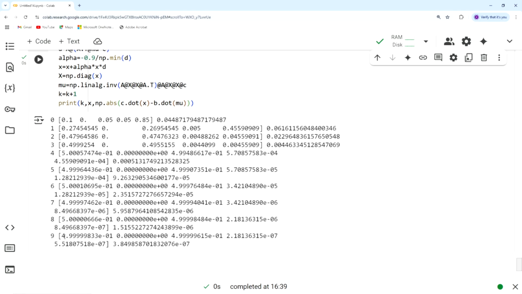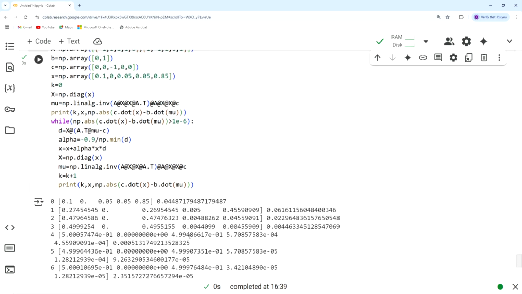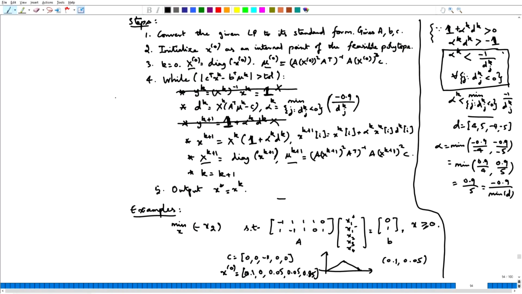Here is the answer: 0.5, 0, 0.5, 0 and 0. That is supposed to be the answer. So x1 is 0.5 and x2 is 0.5, that is where we maximize x2. Fairly straightforward, given that we have the algorithm done here step by step.